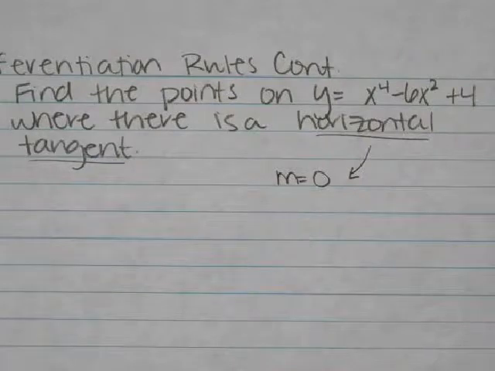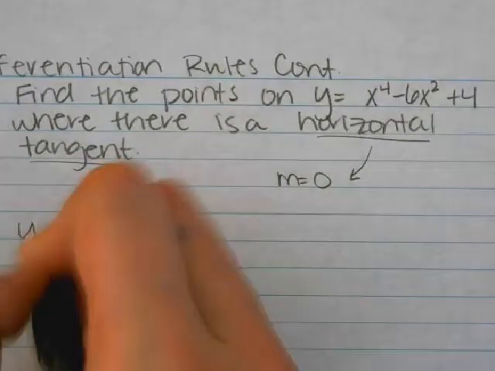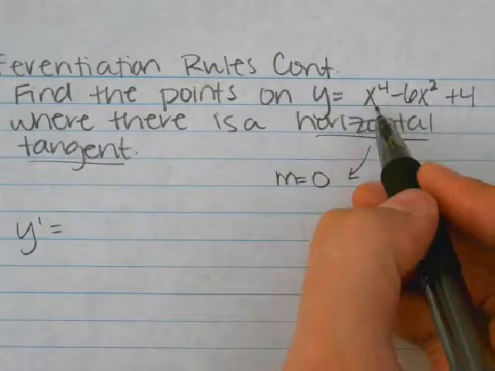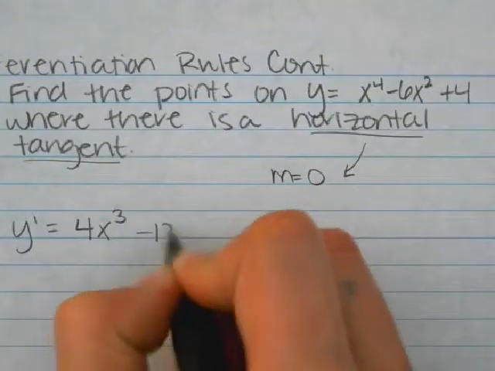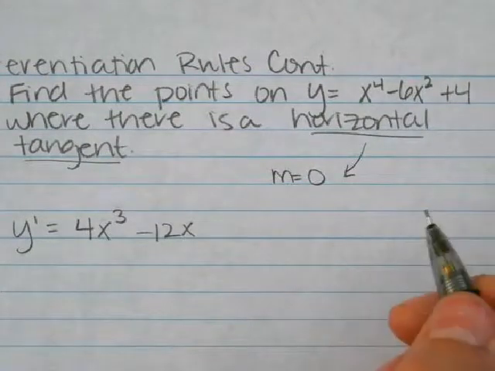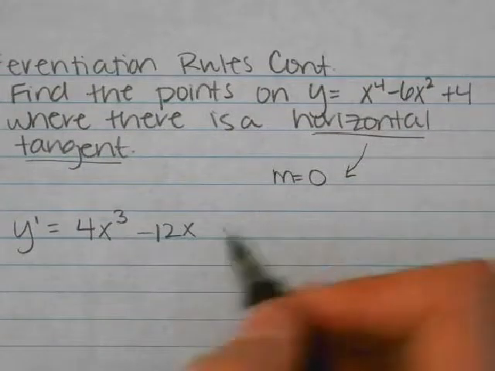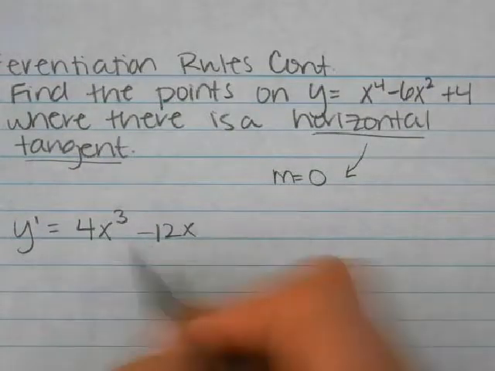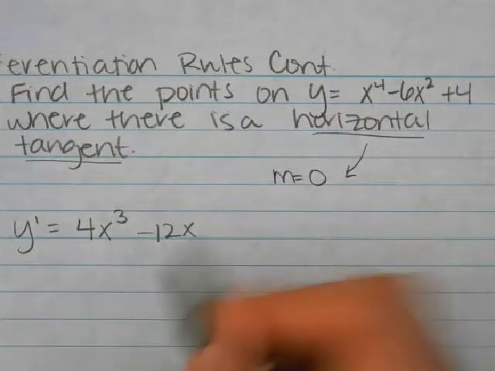So for us to be able to find the equation that will give us any of the slopes, we have to find the derivative. How do we find the derivative using our shortcuts? 4x to the third, good. To the 1. And then plus 0, we don't even have to write it. Okay, so if you want to write it down, this is the formula that you're going to use to find any slope at any point. So this right here is the equation.